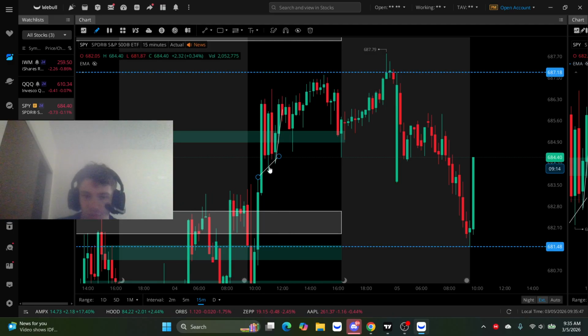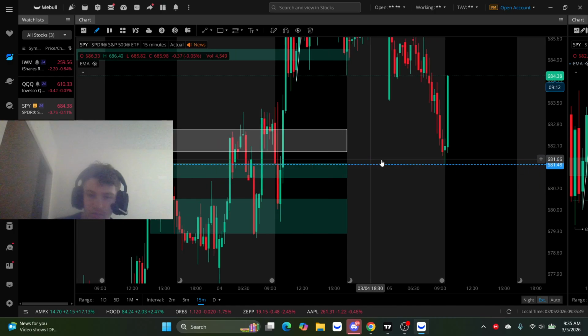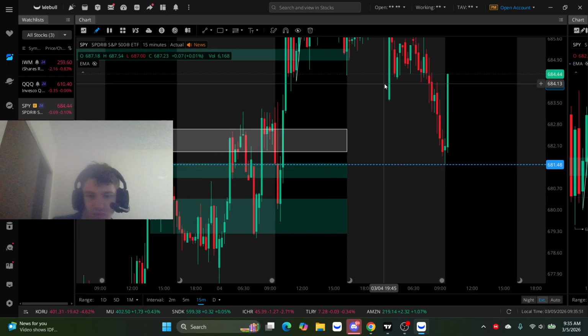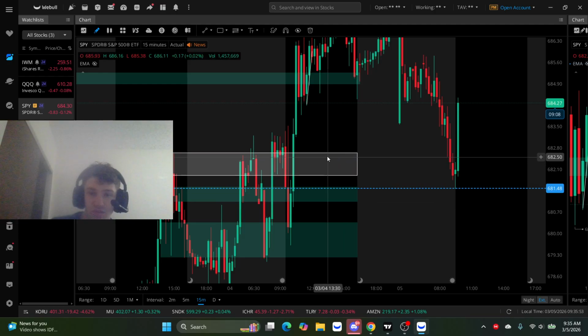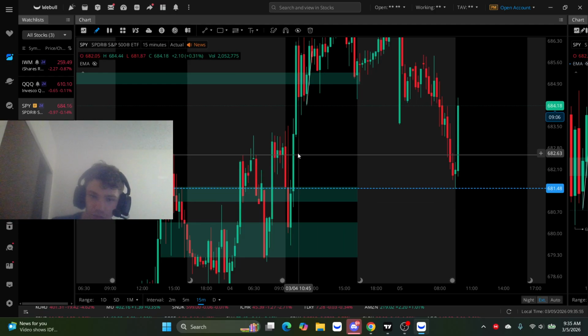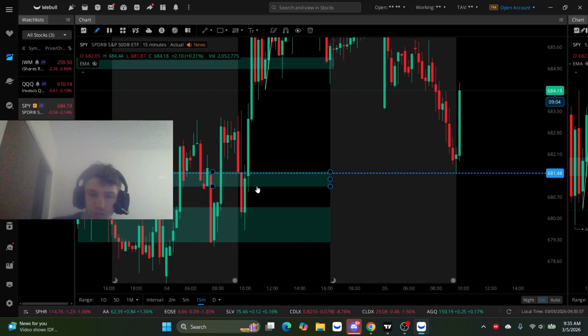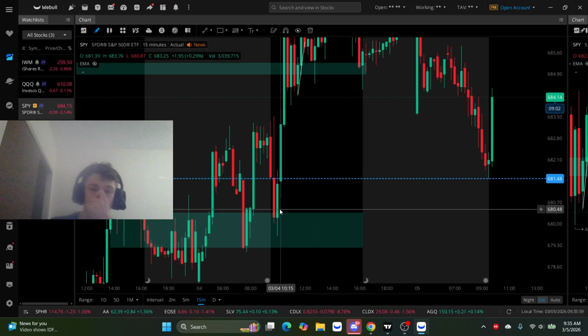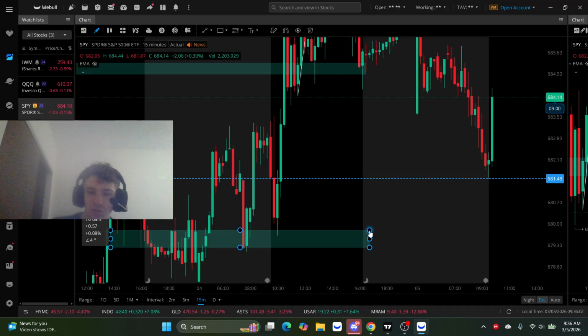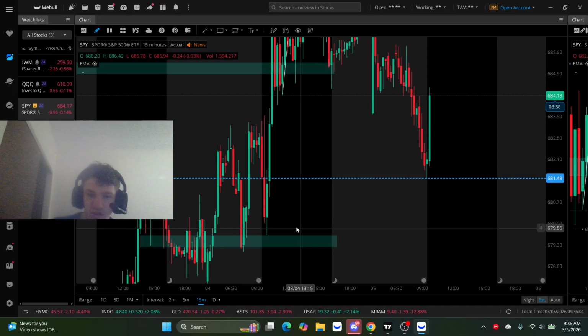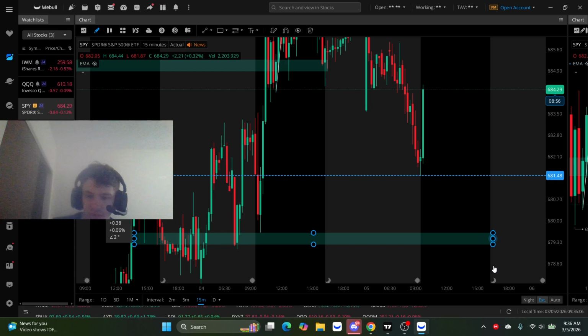You can just remove any drawings, they don't really matter. So yeah, this zone has been run through in the New York session, so we're removing it. This zone has been run through in the New York session, so we're removing it. This zone has been half run through, so we're going to include the part that hasn't been touched and still keep that as accurate support.